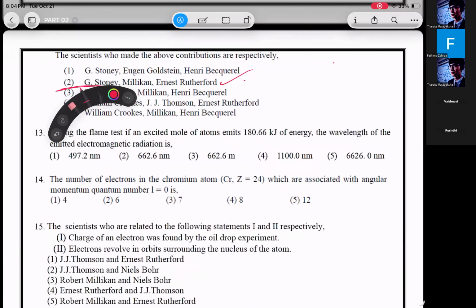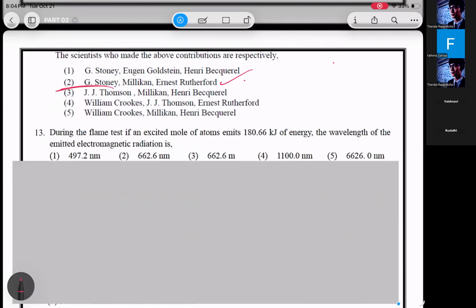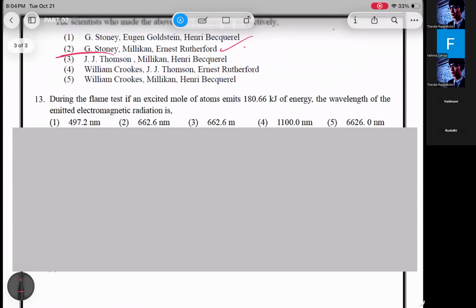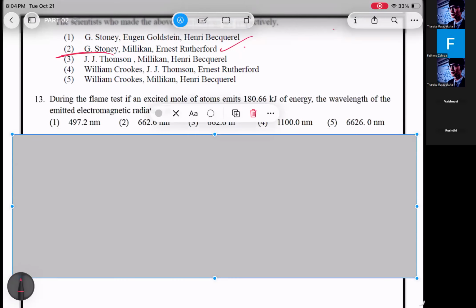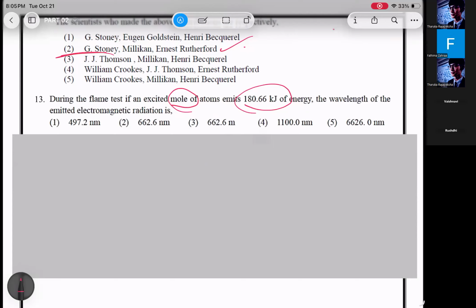Question number 13. During flame test, if an excited mole of atoms emits 180.66 kilojoules of energy, the wavelength of the emitted electromagnetic radiation is. Okay, they have given the energy. They are asking the wavelength. One mole of atoms emits 180.66 kilojoules of energy. The wavelength of emitted radiation.